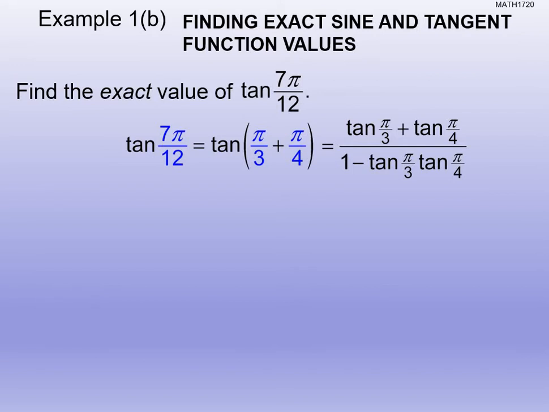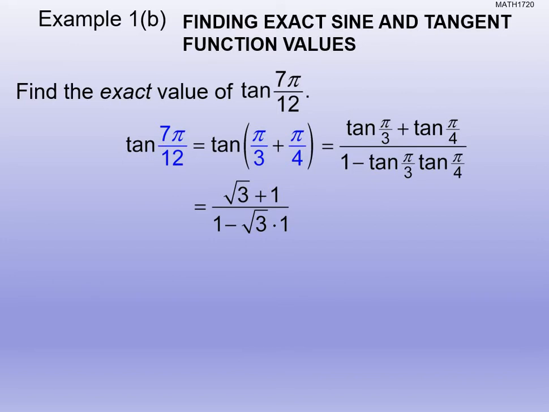So we rewrite it as tangent of pi over 3 plus tangent of pi over 4, divided by 1 minus tangent of pi over 3 times tangent of pi over 4. Now we replace our tangent of pi over 3's and tangent of pi over 4's with the trig values that we got out of doing the unit circle and our special triangles. All right, it can all apply there. And we simplify it down.